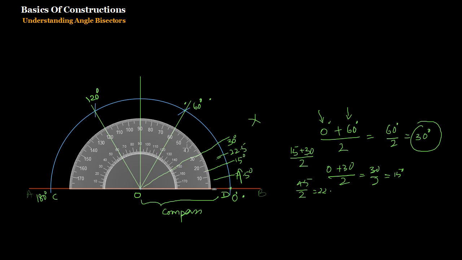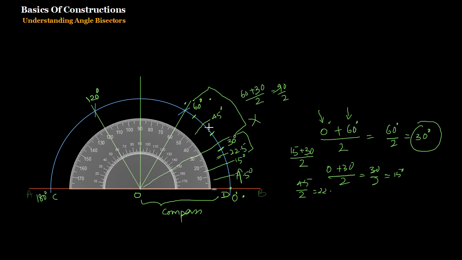Similarly, you can keep on bisecting angles between. Let's take 30 and 60. 60 plus 30 divided by 2 is 90 divided by 2, which is 45. So you get 45 degrees there. If I bisect this again, you get the angle between.